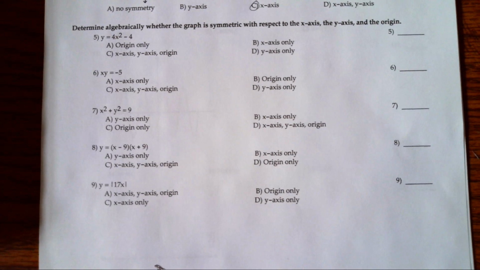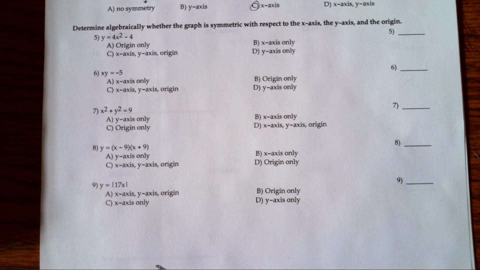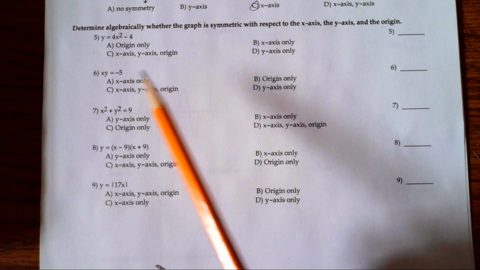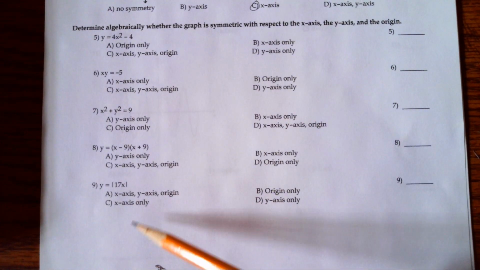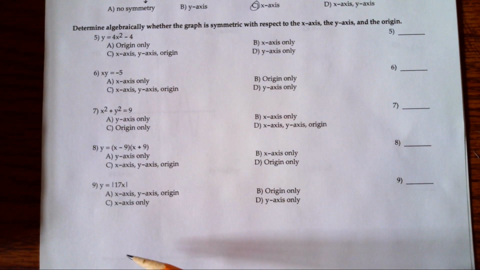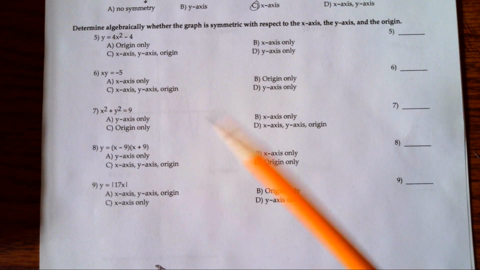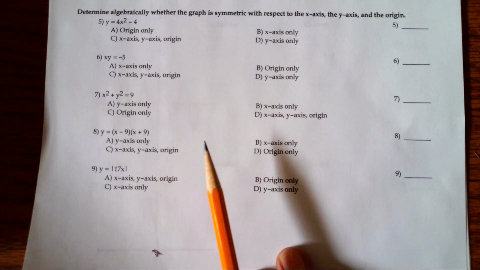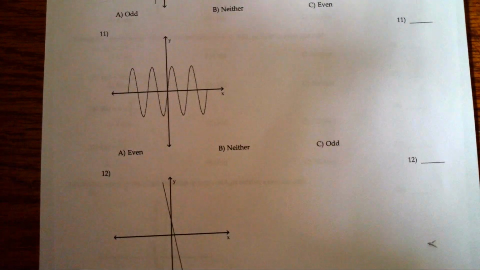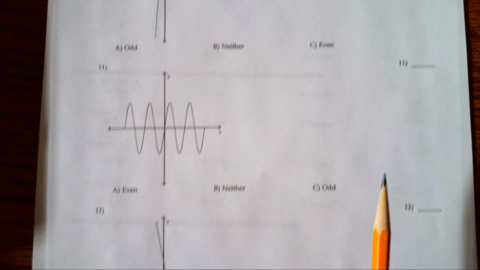All that being said, you know, the old saying, a picture's worth 1,000 words. So what I want to do separately is graph these on the calculator. We're just going to take a look at it, and we'll determine whether we got x-axis, y-axis, or origin symmetry, or maybe we got nothing. So we'll do those separately on another video.